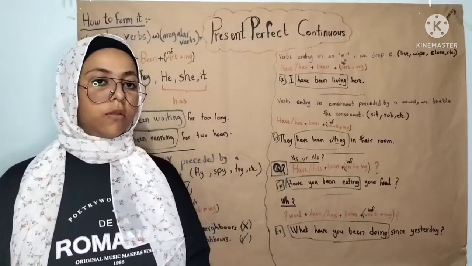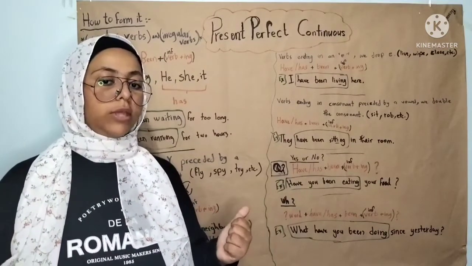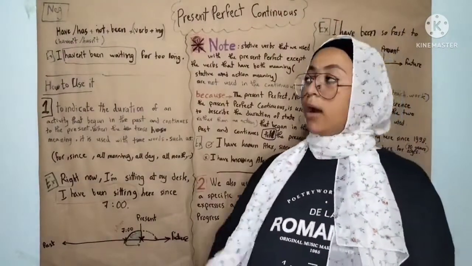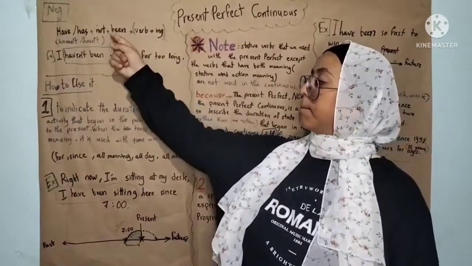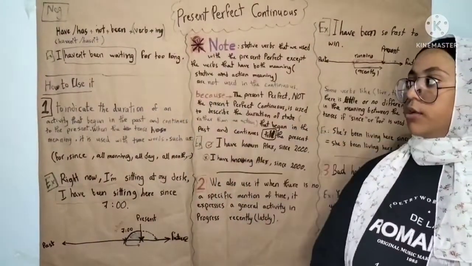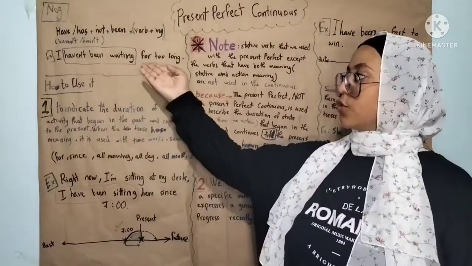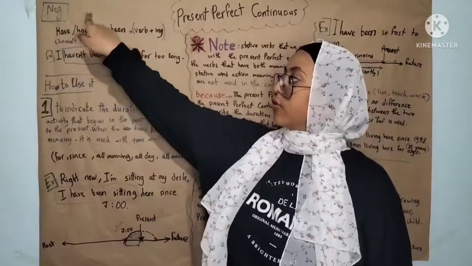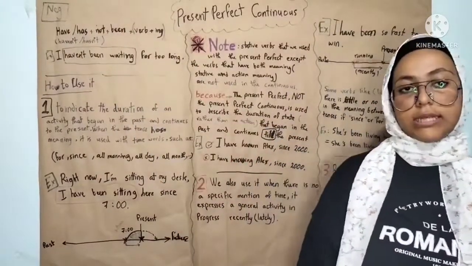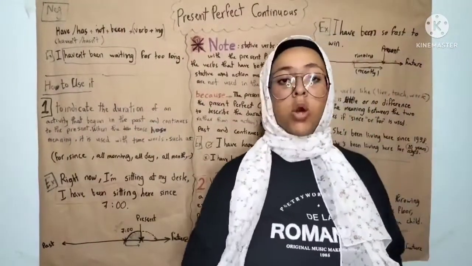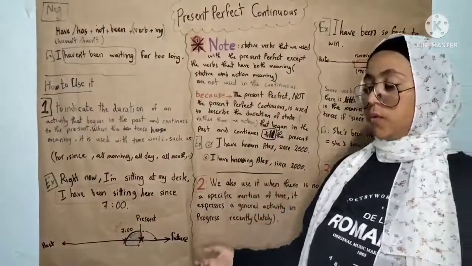Okay, so we're going to move on to the last form, the negative form, and then we're going to learn the uses. Now to the negative. We have has or have plus not plus been plus the infinitive form of the verb plus ing. So, for example, I haven't been waiting for too long. Haven't is have not, and hasn't is has not, when we contract it. So, as you know the forms and have studied them so well, let's move on to the uses.